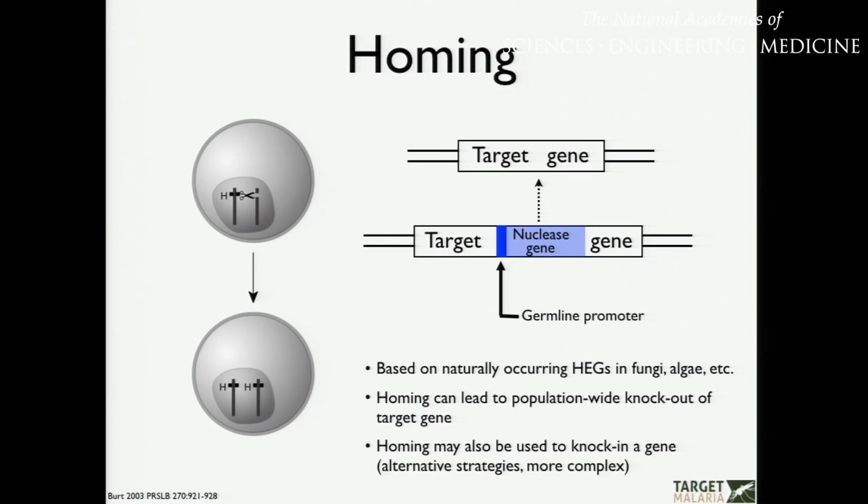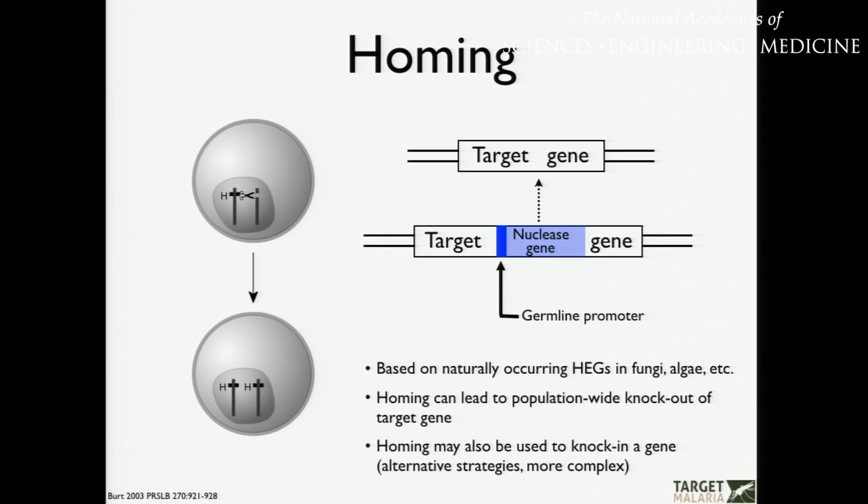So the simplest way of using this is to have a nuclease gene inside some target gene, disrupting that target gene, and then it recognizes a sequence in the empty target gene, cuts it, gets copied across during the repair process, and so you can get a heterozygote converted into a homozygote knockout of that target gene. So this is based on naturally occurring homing endonuclease genes that exist in fungi and algae and other microbes. And so you can get this population-wide knockout of a target gene.